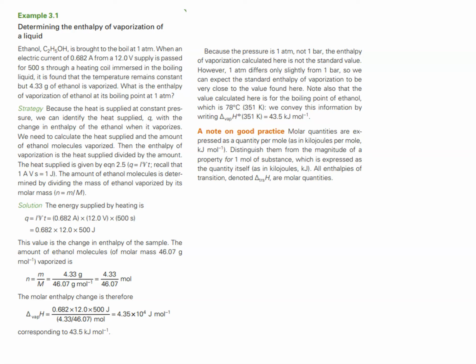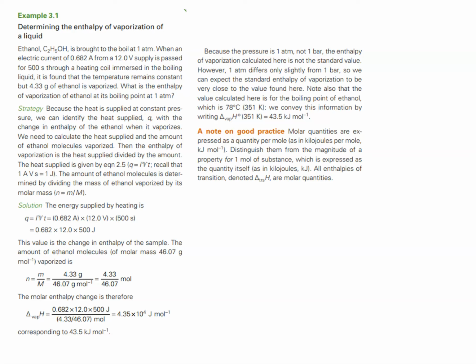Because the pressure is 1 atmosphere, not 1 bar, the enthalpy of vaporization calculated here is not the standard value, technically. However, 1 atmosphere differs only slightly from 1 bar, so we can expect the standard enthalpy of vaporization to be very close to the value found here. Note also that the value calculated here is for the boiling point of ethanol, which is 78 degrees Celsius, or 351 Kelvin. We convey this information by writing delta H vaporization at 351 Kelvin equals 43.5 kilojoules per mole.